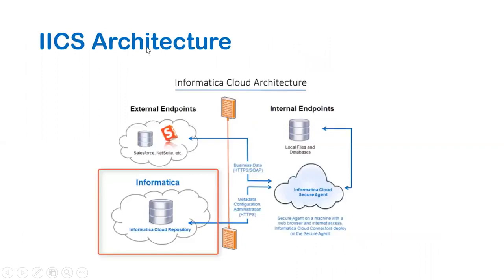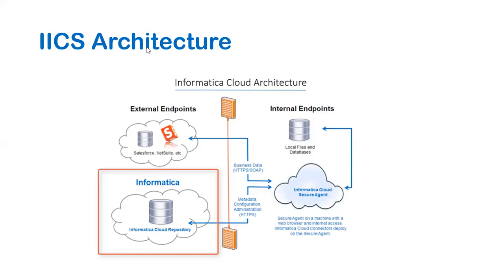If you look at the IICS architecture, this is the IICS architecture. For Informatica PowerCenter, we need to install the repository. In an organization, they will have a repository, with repository tables. Who will maintain that repository? The organization will maintain it. But in IICS, the repository and everything will be maintained by the cloud. So they will maintain it.